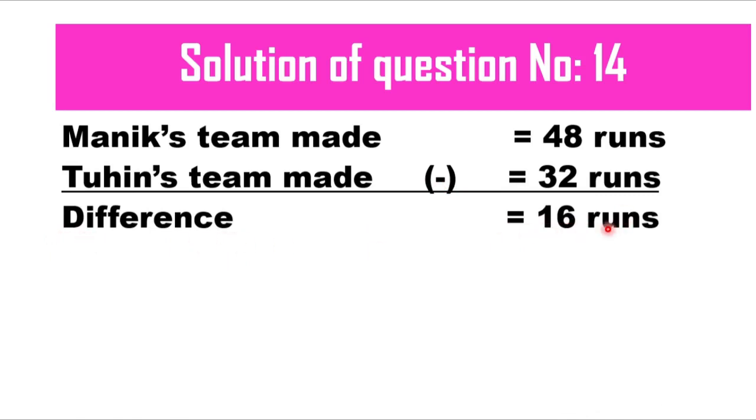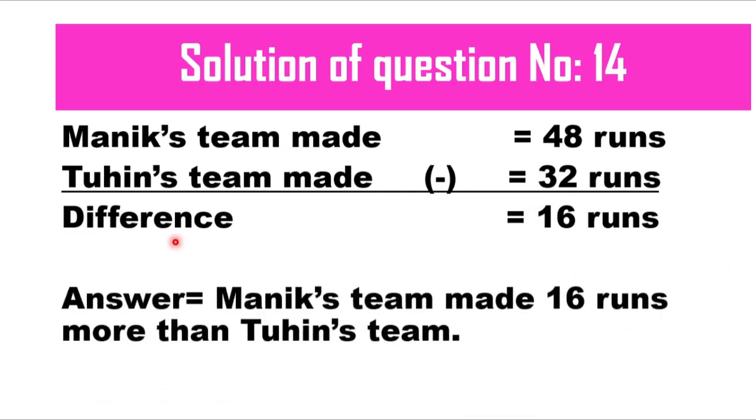Can you guess why I write 16 here? Yes, dear students, on our right hand side we can see that 8 minus 2 is equal to 6, and then 4 minus 3 is equal to 1. So the difference of these two teams is equal to 16 runs. And finally, the answer of this question will be Manik's team made 16 runs more than Tuhin's team, and it is the solution of question number 14.